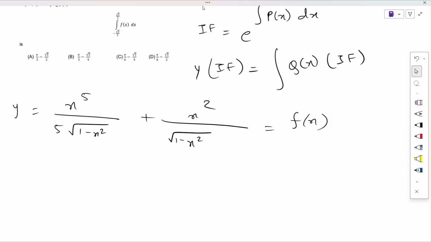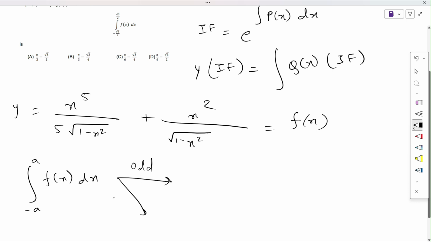Now we have to integrate our function f of x from minus root 3 by 2 to plus root 3 by 2. But before integrating that, let us look up an integration rule. The rule says that for the integration of f of x dx from minus a to plus a, there are two results: first, when the function is odd, and second, when the function is even. If the function is odd, this becomes 0, and if the function is even, it becomes 2 times the integral from 0 to a of f of x dx.